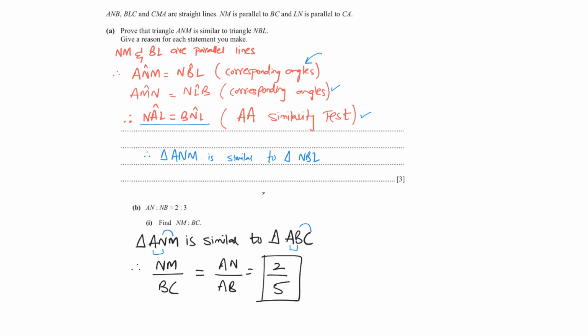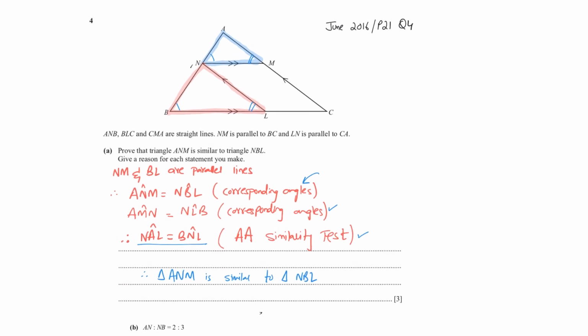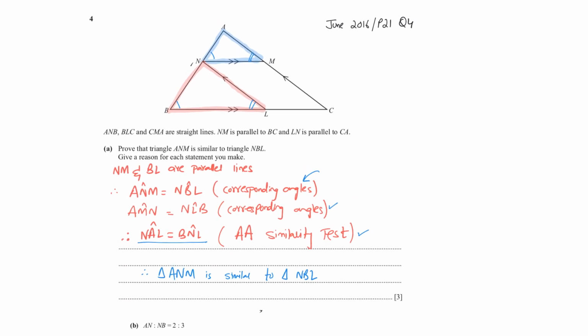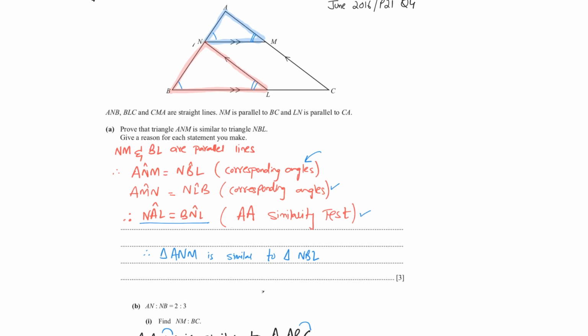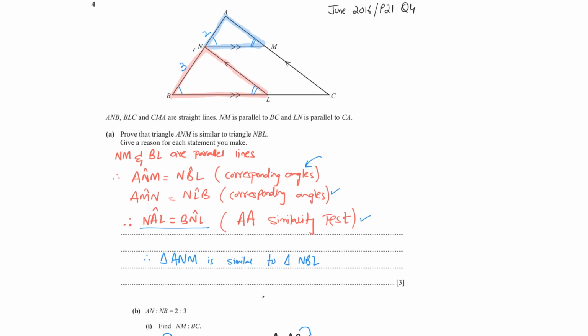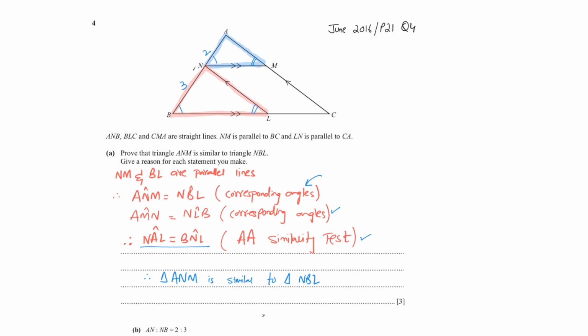And we were asked to find NM is to BC, so we will go back to our diagram and figure out the ratio of AN and AB. So AN, in the question we were given that AN is 2 and NB is 3. This makes AB 5. So the ratio of AN over AB must be 2 over 5.